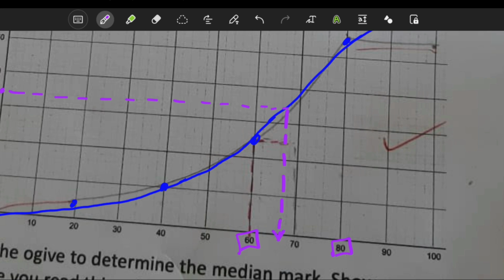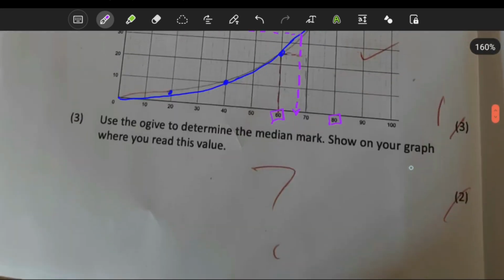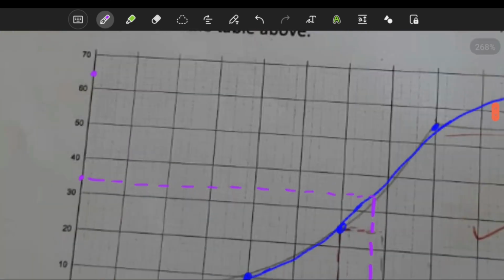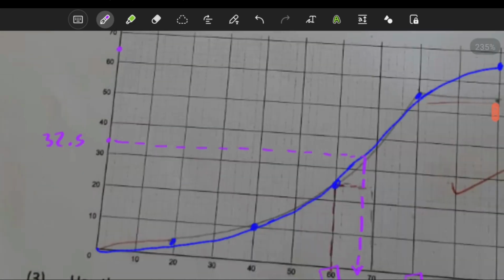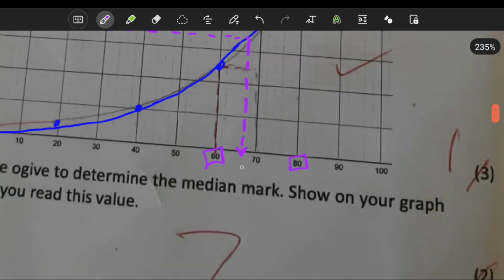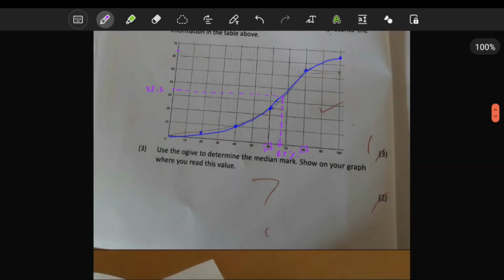So our median, let's see, they said here show on your graph where you read this value. You just have to show that this is going to be 32.5, and then as you can see here, you can put an estimate of like 67% or something like that. That's going to give you 2 marks.